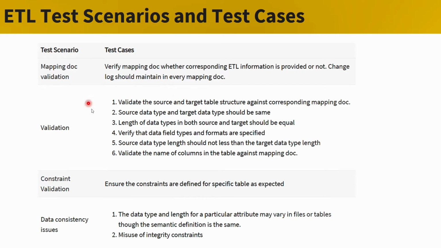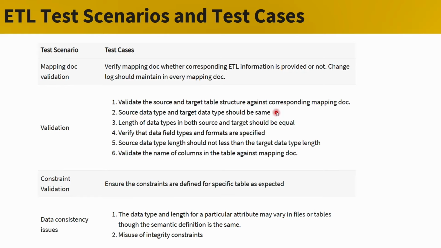So the second test scenario can be the validation. In this type of test scenario, our test cases can be to validate the source and target table structure against the corresponding mapping document. Number two, the test case can be the source data type and target data type.